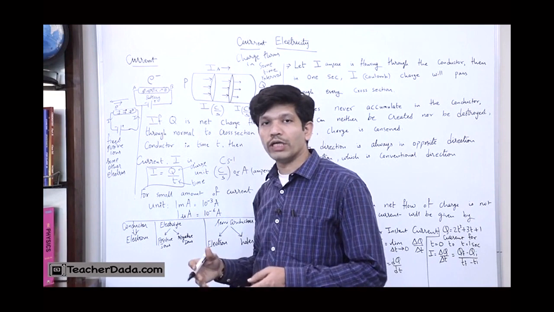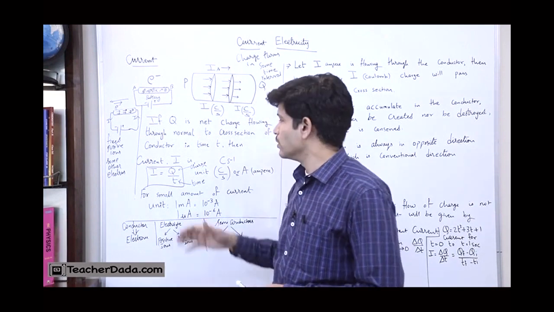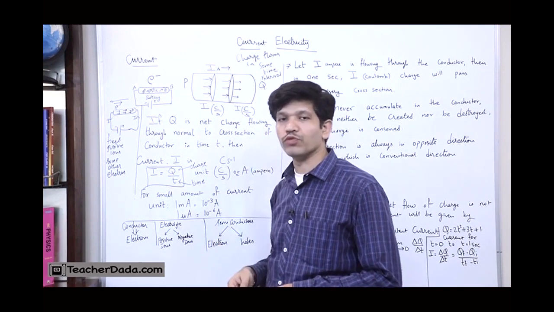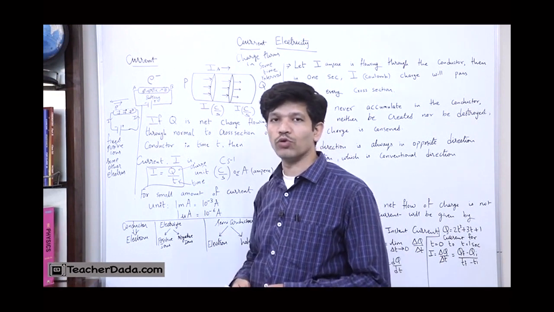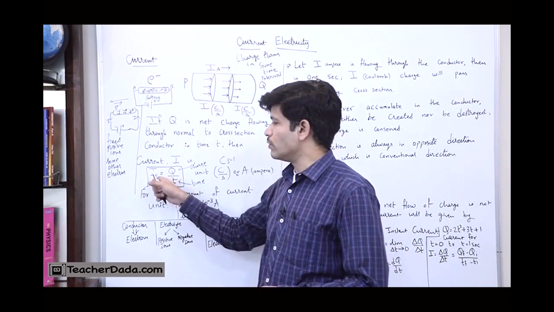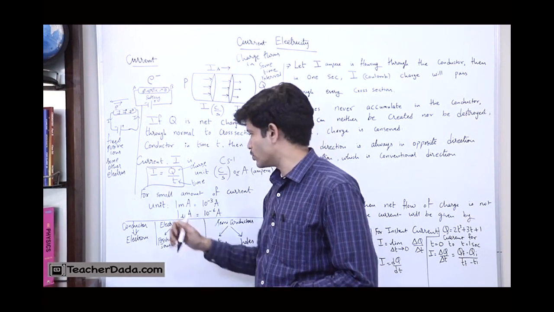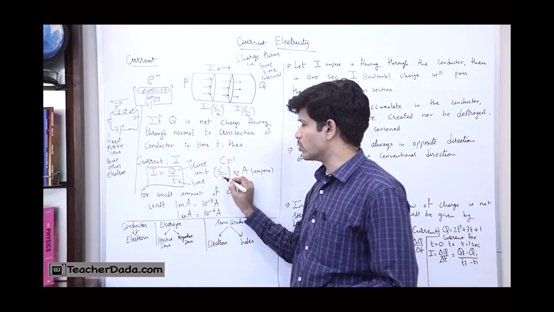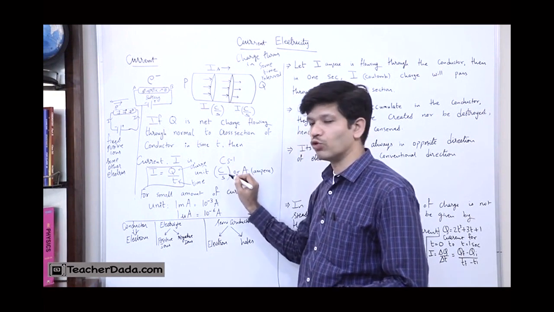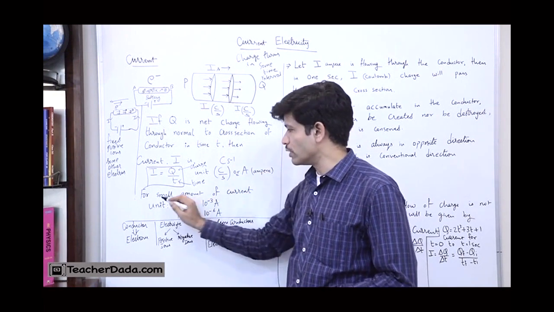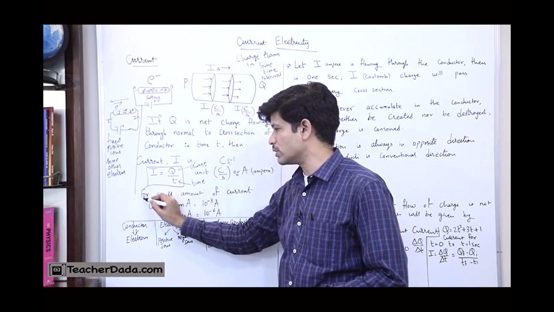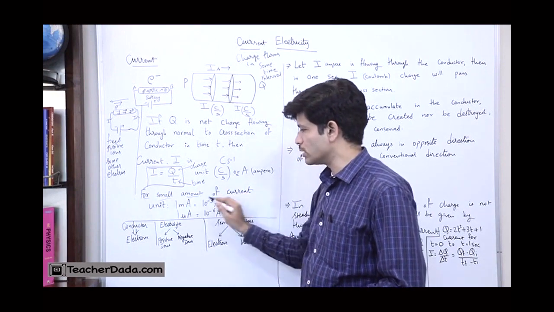So in how much time? Suppose we say in 1 second, how much is the charge flowing? Suppose in 5 seconds, how much charge has flown? For that we find the current, because the current itself is known as the rate of flow of charge, and these are the units, that is coulomb per second, or instead of coulomb per second, amperes.